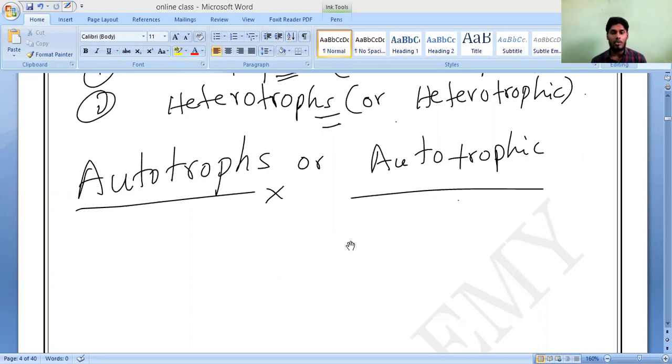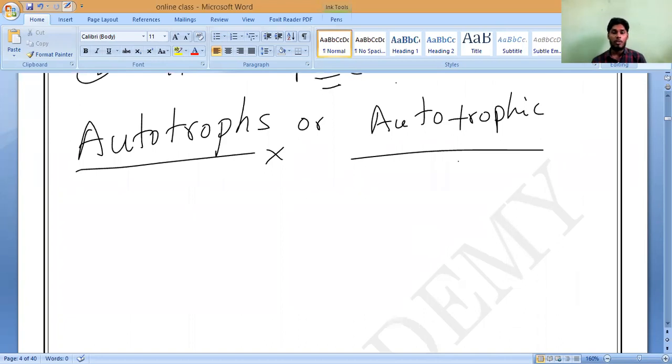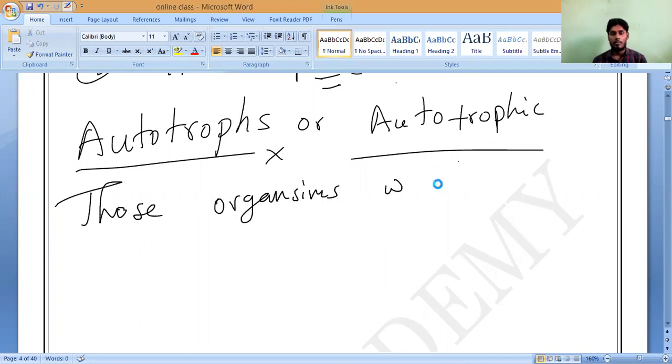So now, what are autotrophs or autotrophic nutrition? Do you understand or not? Yes or no? Please write all of you. The definition is most important. Definition: those organisms which can make food themselves.